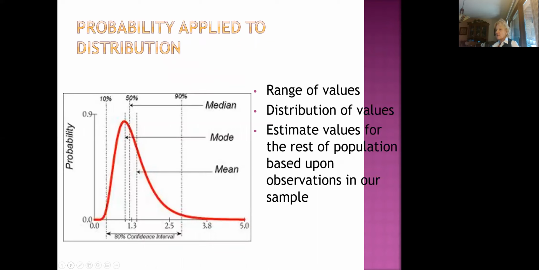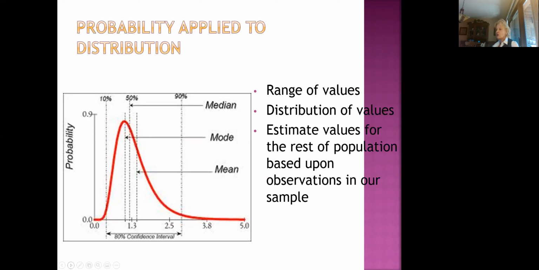So remember back to our normal distribution curve, and probability is applied to that distribution. So you have a range of values and you have the distribution of the values, and then you estimate the values for the rest of the population based upon the observations in your sample. And if your sample is representative of the population, then you have a pretty good estimate.